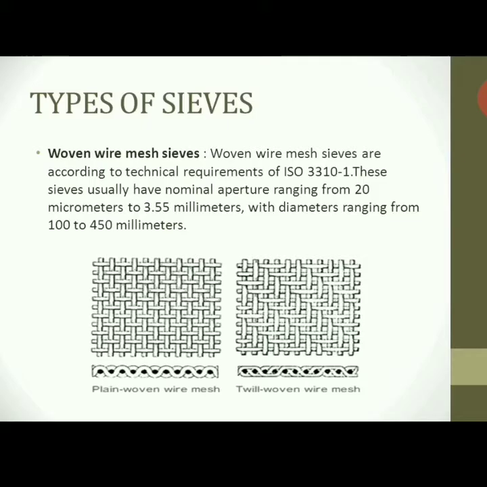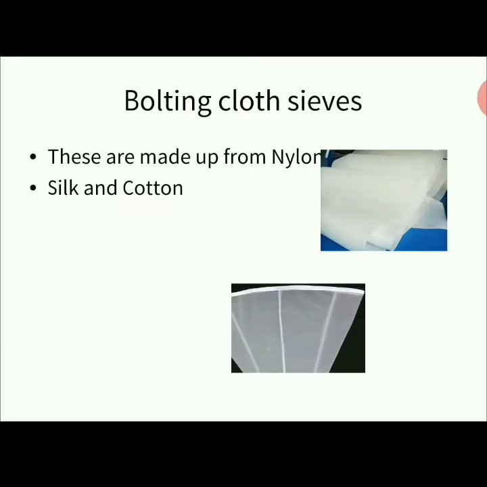Next point is the bolting cloth sieves. This is the second type of sieve, that is bolting cloth sieves. These bolting cloth sieves are made up from nylon, silk and cotton. Okay, it looks like this. Okay, nylon and cotton bolting cloth sieves.